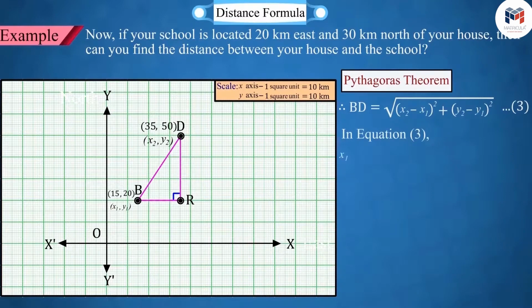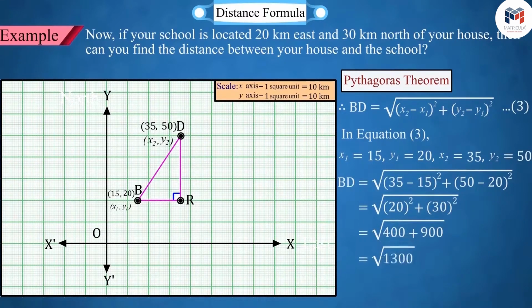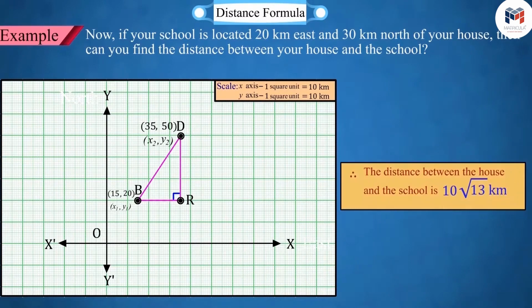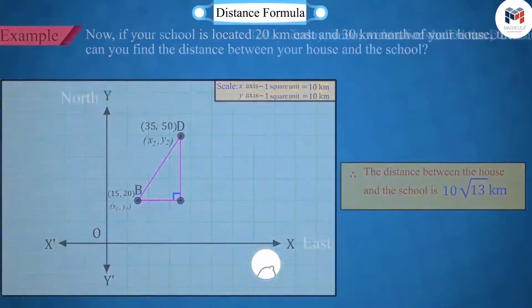Now in equation 3, put the values of x1, y1 and x2, y2, from which the distance between the points B and D is obtained as 10 square root 13. So, the distance between the house and the school is 10 square root 13 kilometers.